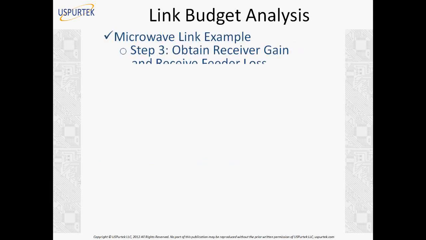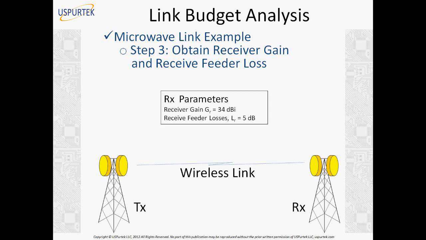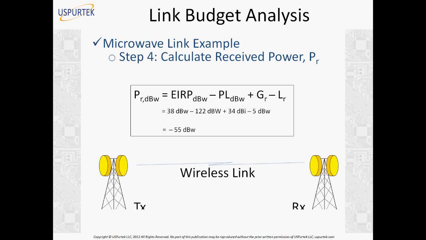Next we obtain the receiver gain and receiver feeder loss. The receiver gain, you can read this number from the receiver specification. The gain is 34 dBi, and the feeder loss is 5 dB typically. Then we calculate the received power. We subtract the path loss, add the gain of the receiver and subtract the loss on the receiver side, and arrive at minus 55 dBW. This is the received power level at the receiving antenna.